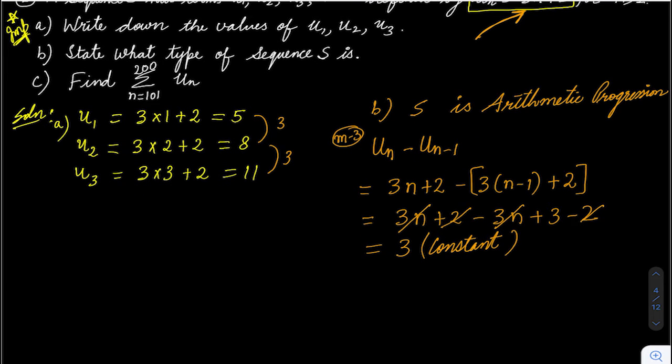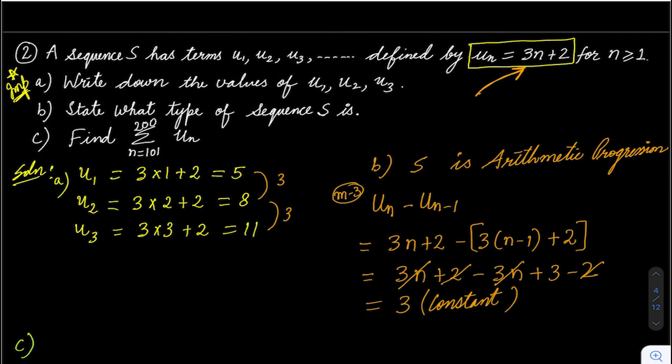Okay, now the next thing, C part. Now C part is very important. In C part, what they are asking is to find the summation, that is sigma of un from n equal to 101 to 200. So basically, what they are asking is you have to find the sum of the terms u101 plus u102 plus 103rd term, and you have to go on till the 200th term. So basically, you have to find the sum of the terms from 101 to 200. So that is what they are asking.